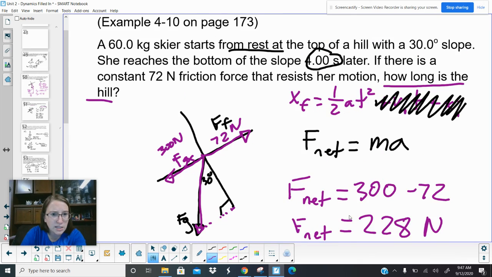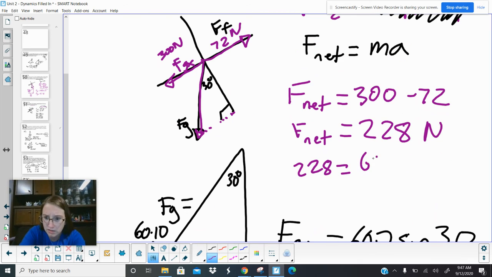The mass is 60 kilograms times the acceleration. This is F equals ma, guys. Sorry about that. There we go. Divide by 60.